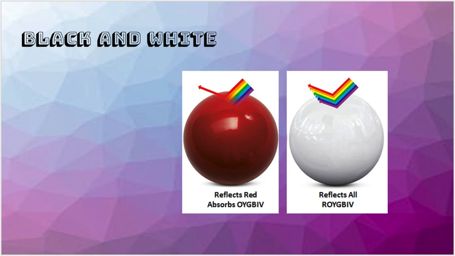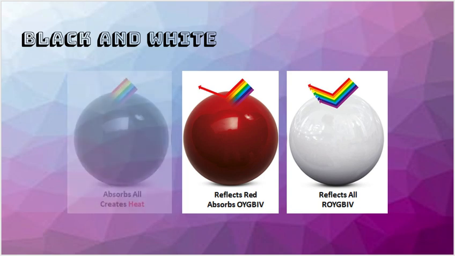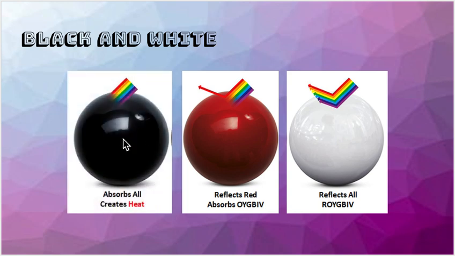Now, what do you think would happen for black? If white is the reflection of all of the colors, what would black be? Black is going to absorb all of the colors, and it's even going to create heat. So when you have your black cars that are sitting in the sun with the black leather seats, it hurts a lot to get into your car and sit down on that leather because it's getting so hot, and black is absorbing all of that light and it's creating heat. So black absorbs all the colors. White reflects them all.